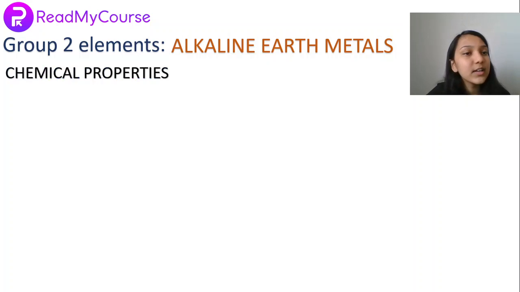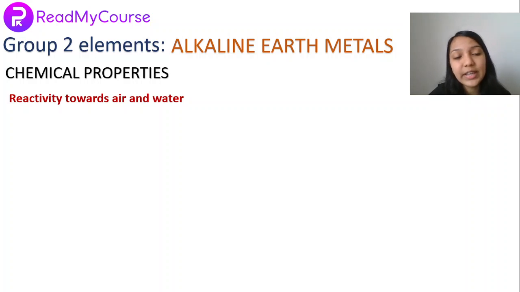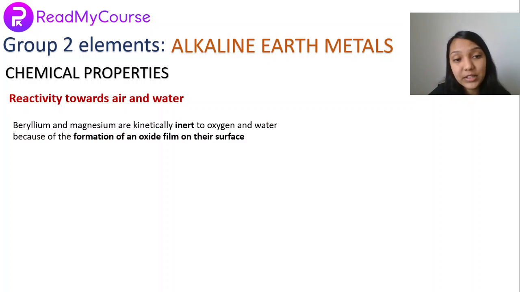So next, chemical properties of the alkaline earth metals. First, we'll discuss the reactivity towards air and water, and we know that they are highly reactive, right? And beryllium and magnesium are kinetically inert. Fine.